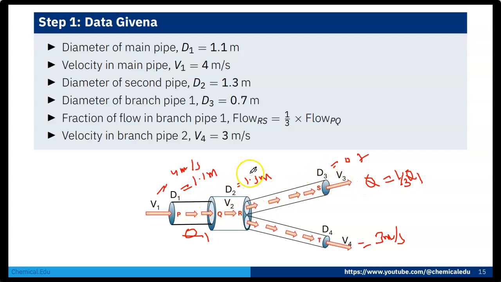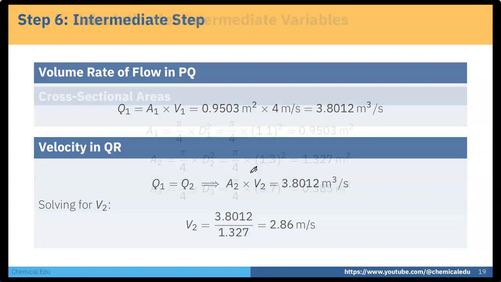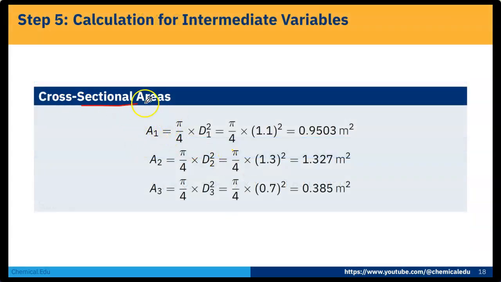So now we have to calculate the cross-sectional area. A1 is the cross-sectional area of the main pipe, pi by 4 D1 square, so that is pi by 4 into 1.1 square, which is 0.9503 meter square.